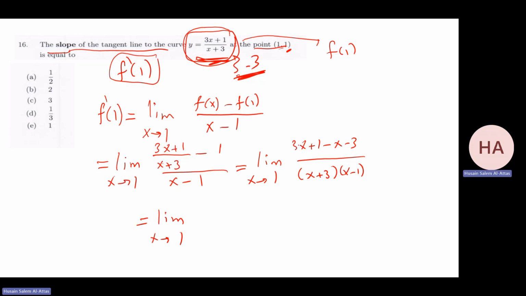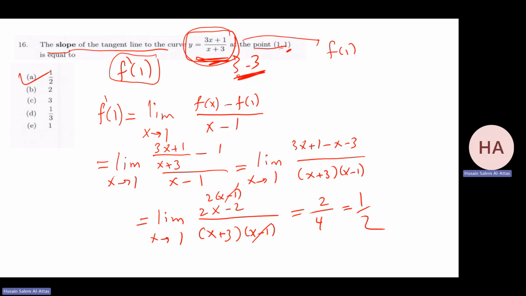What is this? 3x minus x, 2x, minus 2, over x plus 3 times x minus 1. What is this? This is 2 times x minus 1. This is cancelled. So I have 2 over 4, which is half. So this is the answer. But I meant here it's to find it using the rules. I need the quotient rule, and it's a functional function. So I need the quotient rule.